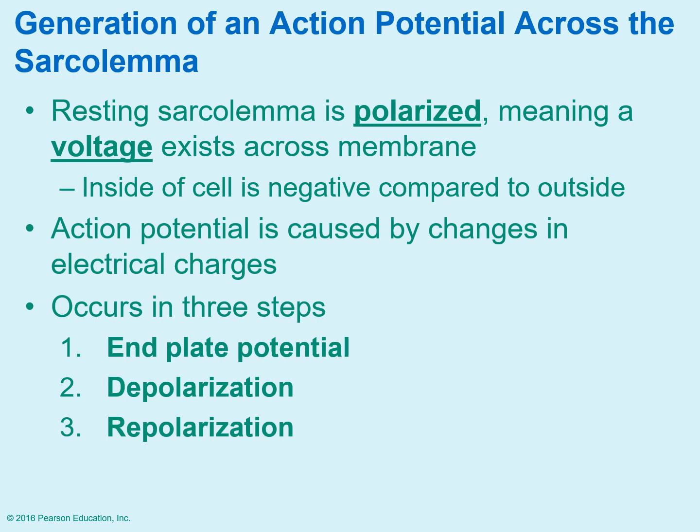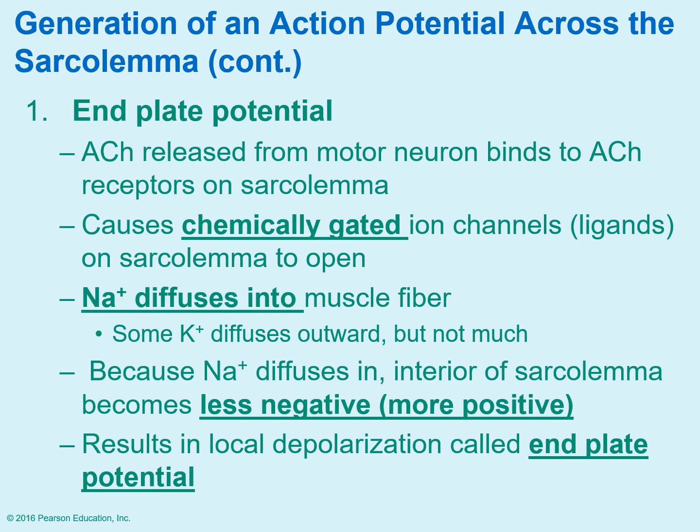The resting muscle cell does have a charge to it, so we say that it is polarized. The inside of the cell, naturally at rest, is slightly negative. So when you have an action potential arrive from that neuron, you're changing the electrical charge inside the cell, and there's a few steps that are involved with this.